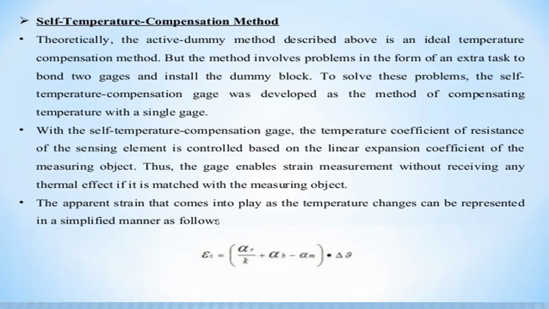The operant strain that comes into play as the temperature changes can be represented in a simplified manner. That is, epsilon is equal to AR by K plus AS minus AM into delta I. So just note down this condition. I will explain it in further classes. How much temperature is calculated by using this condition.